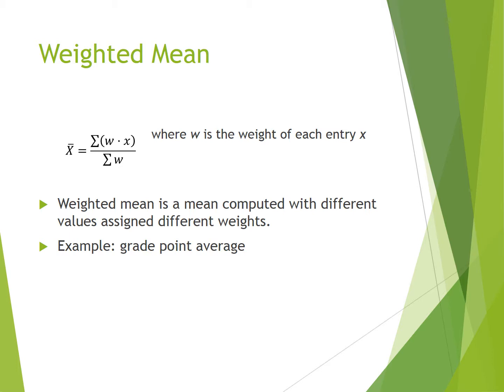An example of a weighted mean is also your grade point average. An A is worth 4 quality points, but an A for a 2-hour class would be 4 times 2, as opposed to an A for a 4-hour class, which the weight would be 4 times 4.